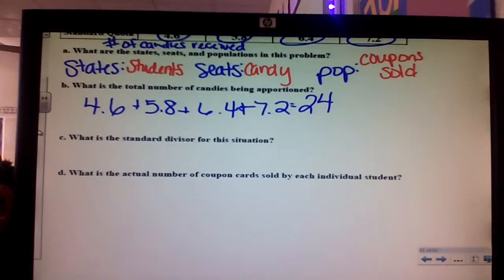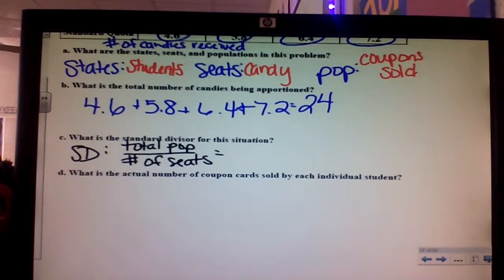Okay, what is the standard divisor for this situation? How do I get the standard divisor? What's my formula look like? Total population over, no, that's your standard quota. They're asking for standard divisor. Total population over total number of seats. Exactly.